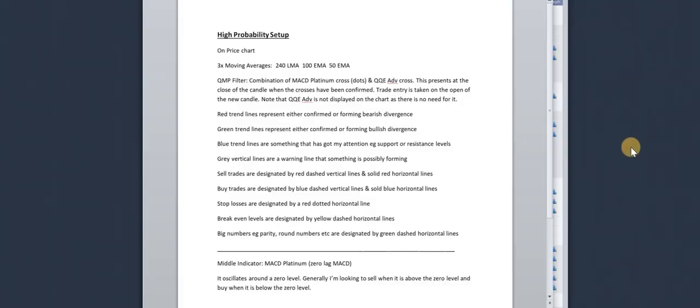All right, this is a Word document here. As you can see, like I always say, you can pause the video, take a screenshot of this or just read it. It explains what the indicators are and what all the different colors are. So on the price chart, we've got the moving averages. That's their settings there. And we've got the QMP filter, which is the red and green dots you see on the chart. That's that explained there.